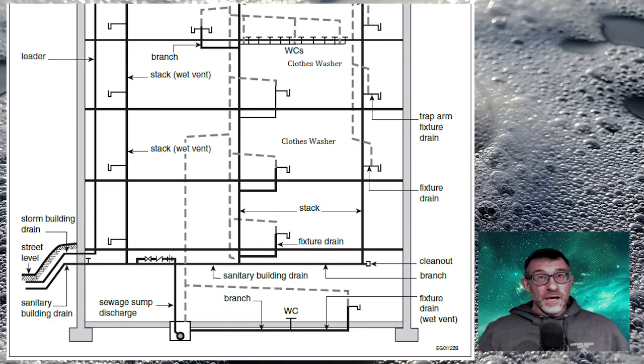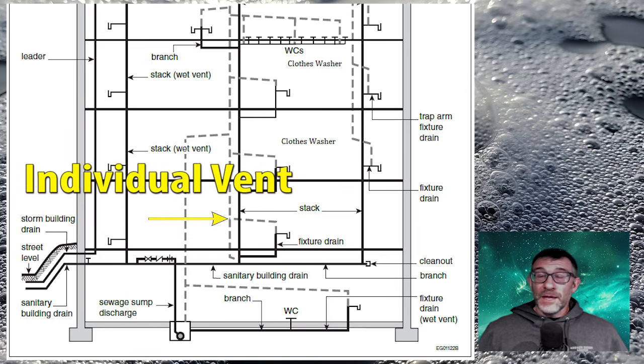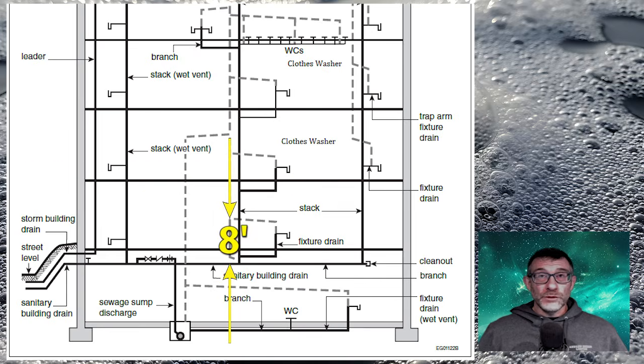Now we also see a vent connected into the base of that stack. This is a vent stack. And if we look up a little bit higher, we've got the individual vent from that fixture drain joined into the vent stack. This will be okay as long as that individual vent is joined in above that 8-foot mark that we calculated for the vertical sud zone.